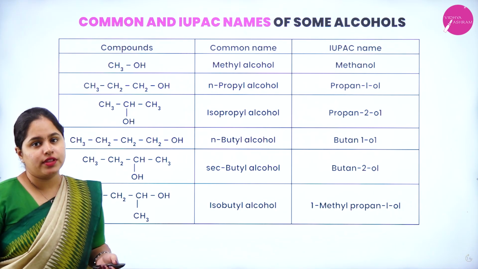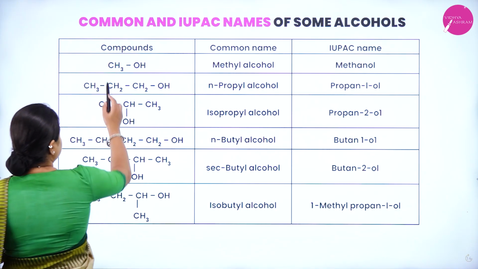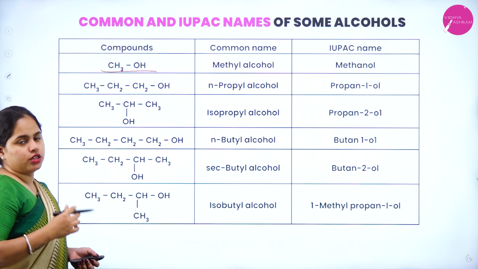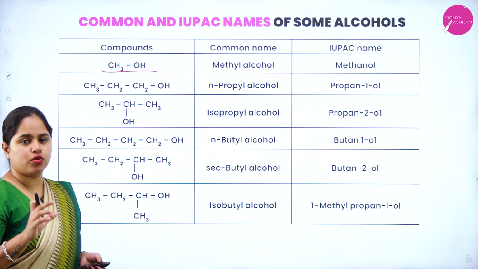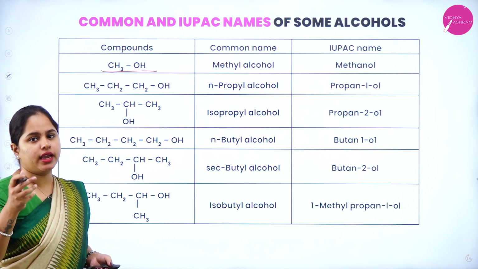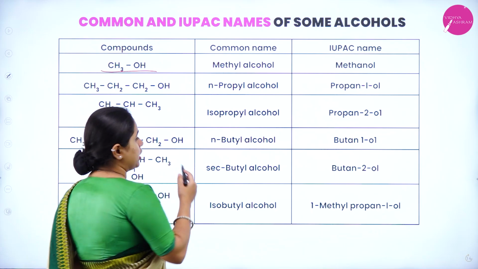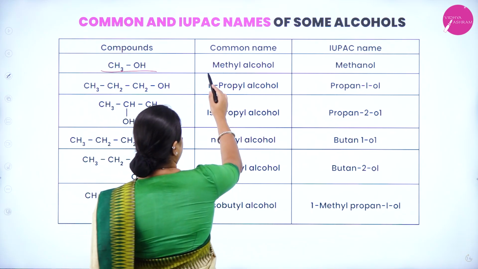Now moving on with the examples. The first one is CH3OH. So the common name, how do we write it? We have to write the alkyl name first, then end it with alcohol. What is the alkyl group here? It is methyl. So it will be methyl alcohol.